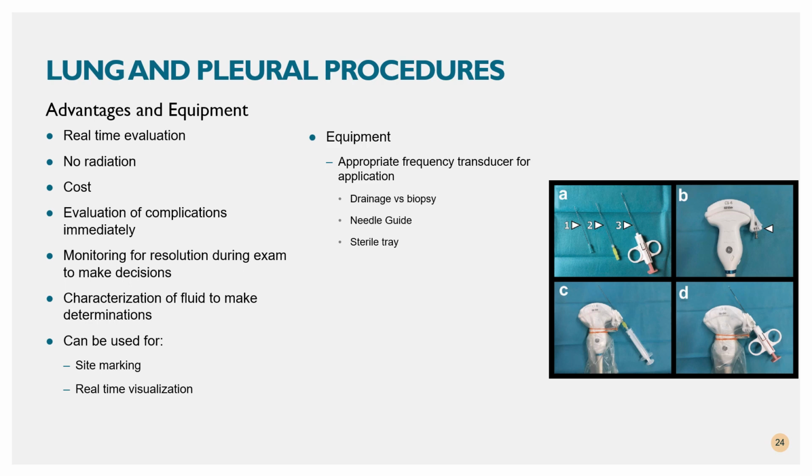It also allows characterization of fluid to make determinations. So if you're seeing a pleural effusion that looks very serous, anechoic, simple, that thoracentesis is probably going to go very smoothly. If you see something that's very loculated, it might change your decision as to what gauge you want to use, what kind of catheter you want to use, or if it's even an option to move forward.